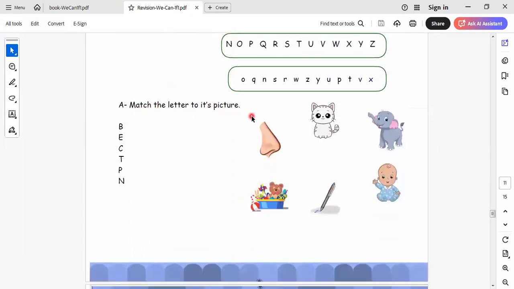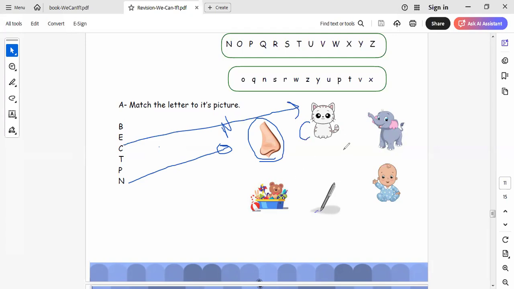Match the letter to the picture. Here we have the pictures and we select the first letter of each word. What is this? Nose. So I select letter N. Nose starts with letter N. Cat starts with what? Letter C. All of us know that cat starts with letter C. Elephant starts with letter E, so I select letter E.